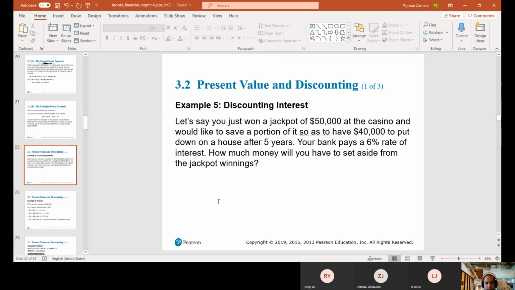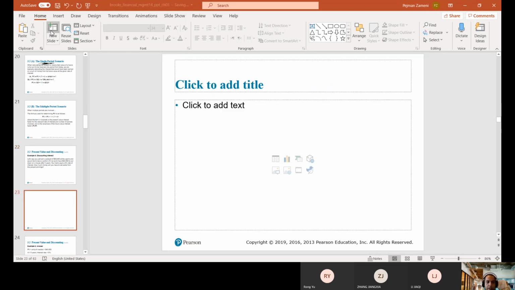See, you won 50,000. Okay, but you want to buy a house in 5 years' time. The price of a house in 5 years' time would be 40,000. Then you want to know that how much do you need to invest right now?